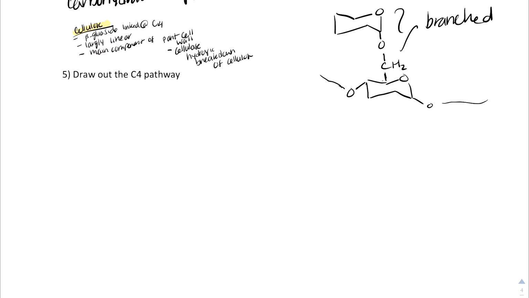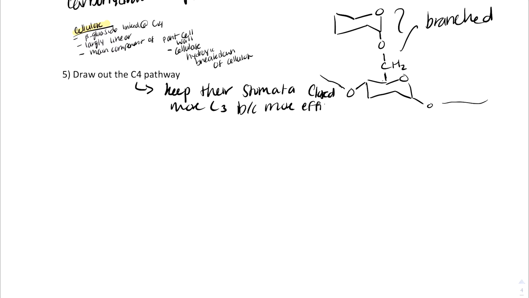So plants that perform C4 synthesis can keep their stomata closed a lot more than C3 plants, or plants that use C3, because they are more efficient in incorporation of CO2 and minimizing water loss.